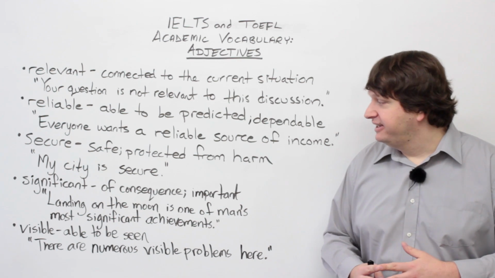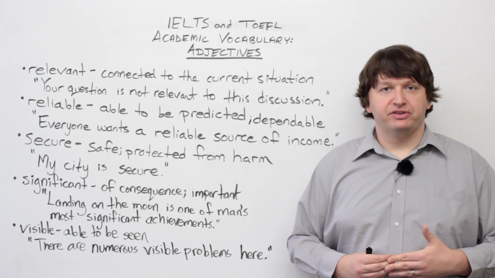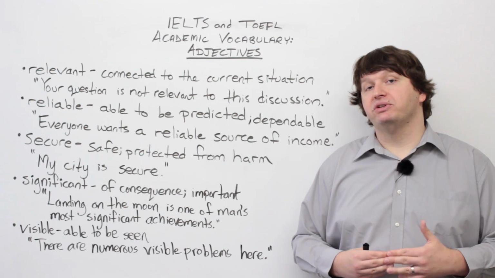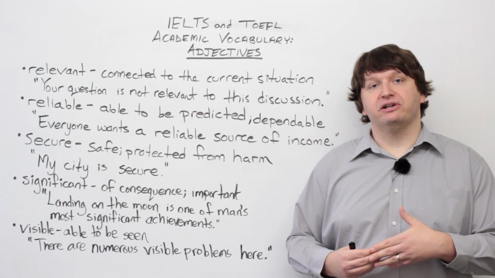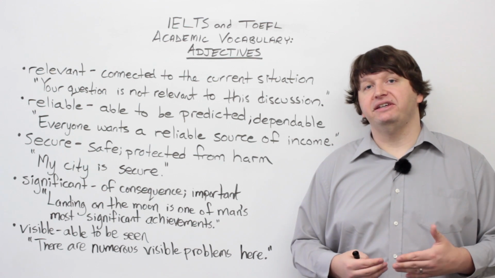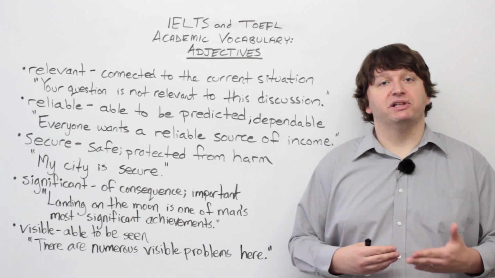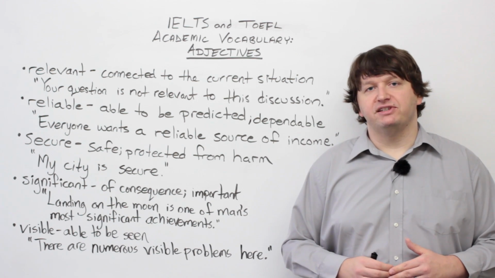And finally, we have the word visible, and you might be familiar with this word. It just means able to be seen. So there are numerous visible problems here, whether you're talking about a company or a city or a country or a place. It just means able to be seen, clearly able to be seen.